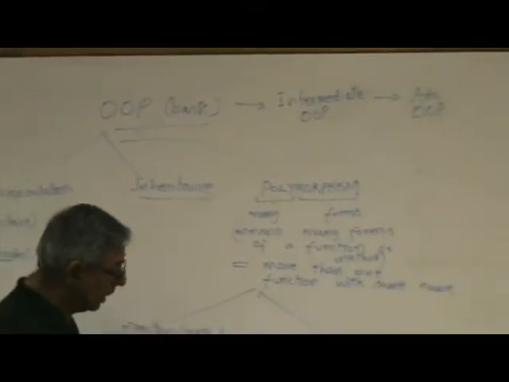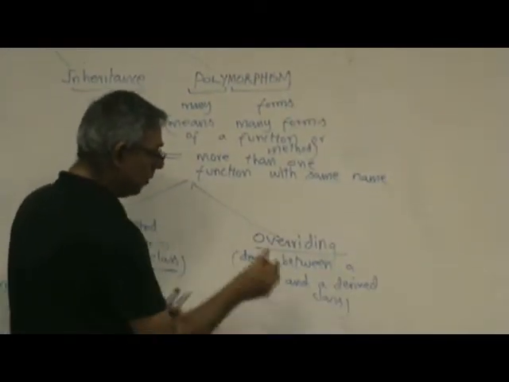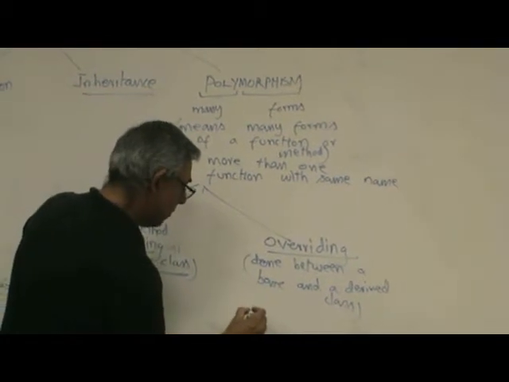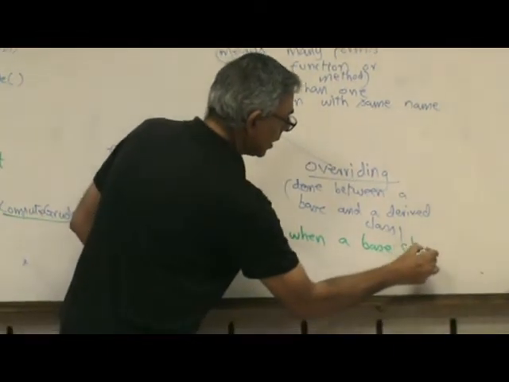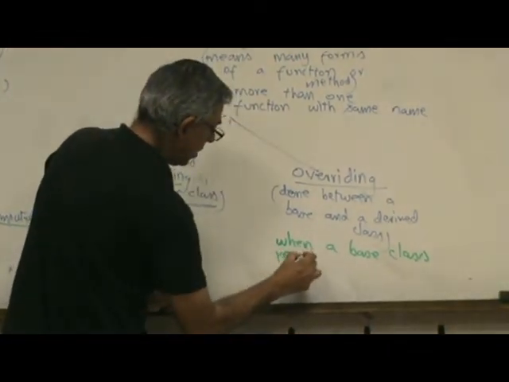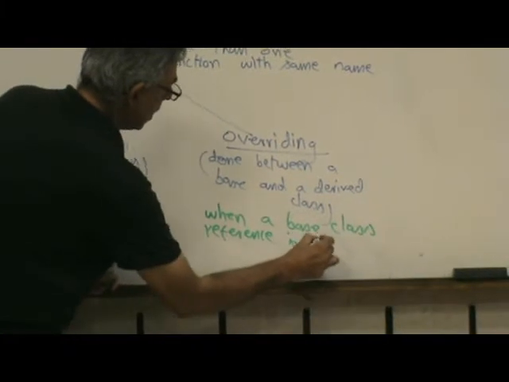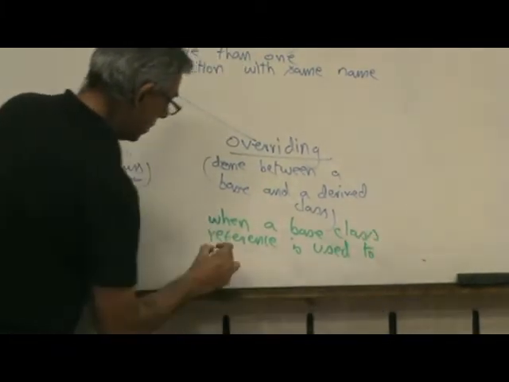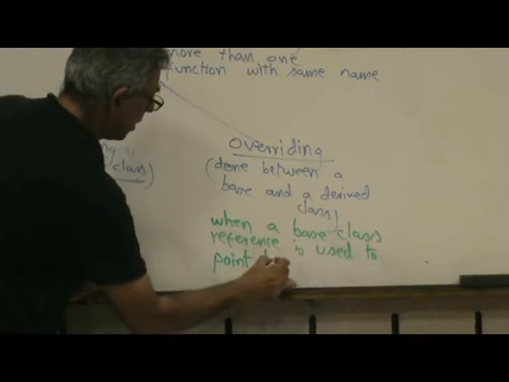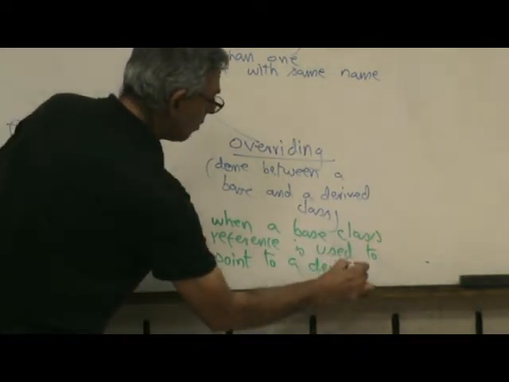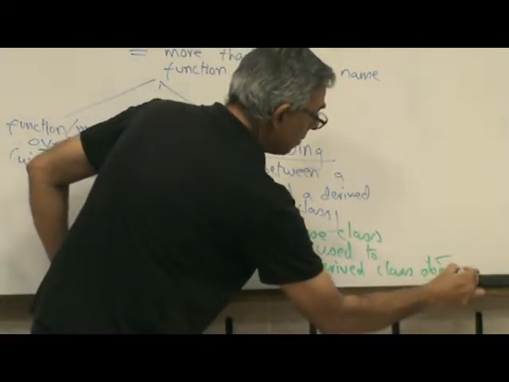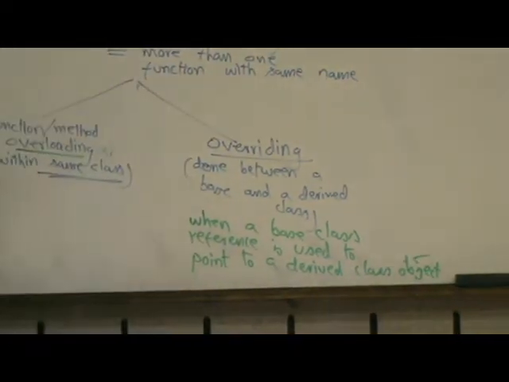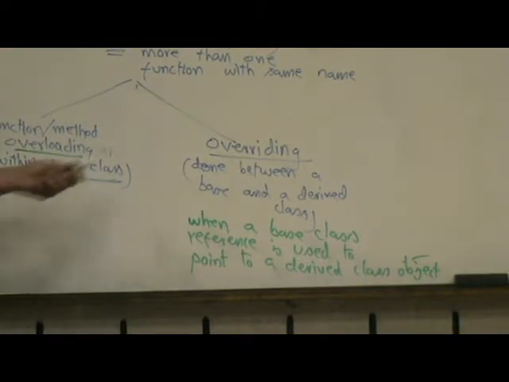So one of the key concepts that we run into with overriding is when a base class reference is used to point to a derived class object. So we discussed the concept of vtable, okay? That concept again is very important, and it only occurs when overriding is going on, okay?